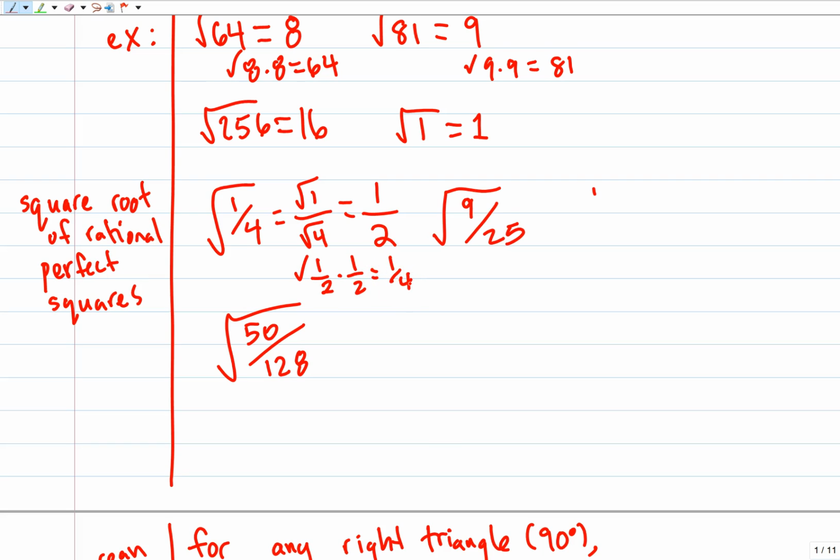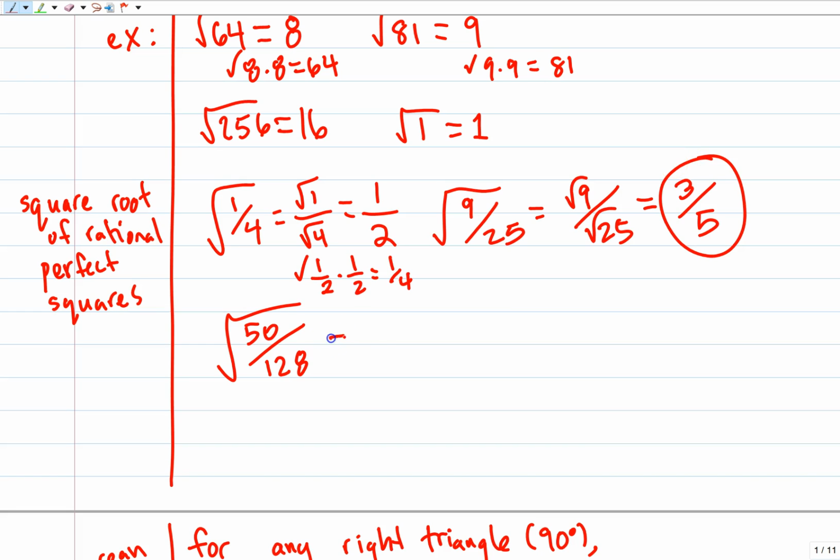So we can have square roots of rational perfect squares, meaning it still has a rational perfect square. The square root of 9 over 25, we split it apart. The square root of 9 over the square root of 25. The square root of 9, what times itself makes 9? What times itself makes 25? So that would be 3 over 5.